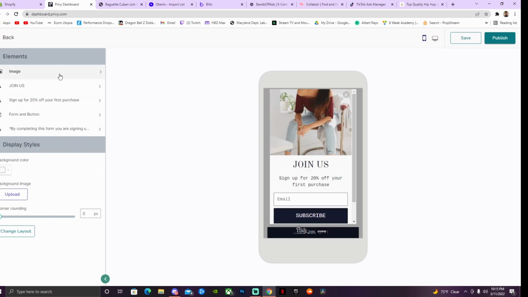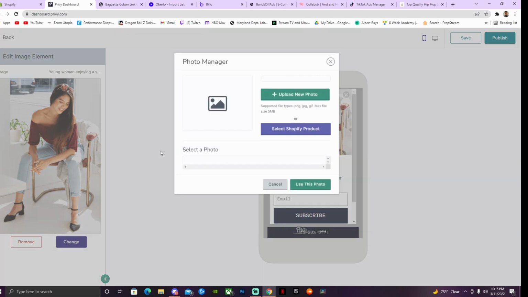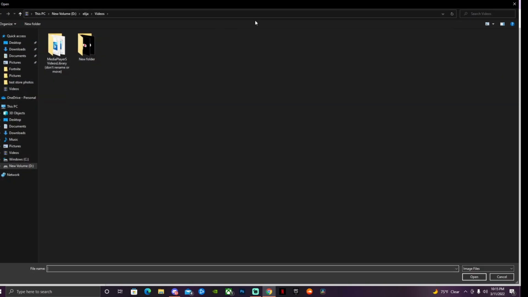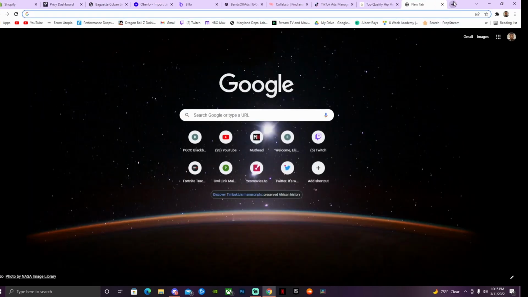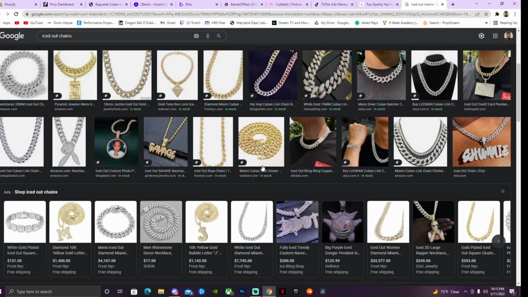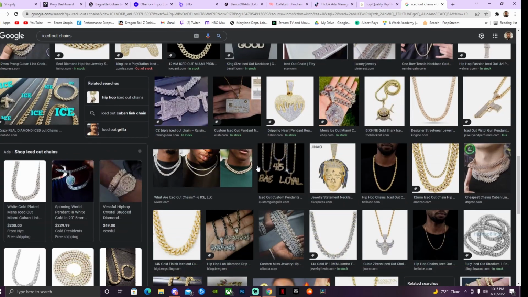So when it comes to your pop up, you definitely want to have an image tailored to whatever you're selling. So you want to replace this image. I'm uploading a photo. If you don't have an image of your product or people using your product, you can just find it on Google. For instance, I'm gonna search lifestyle chain. I'm gonna look for a good high quality photo that I can add to the pop up.